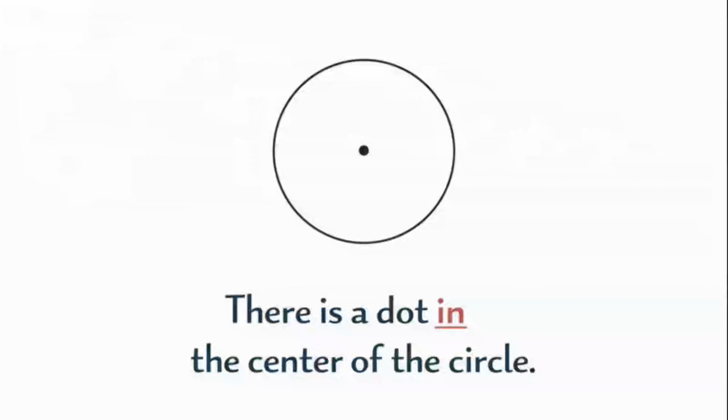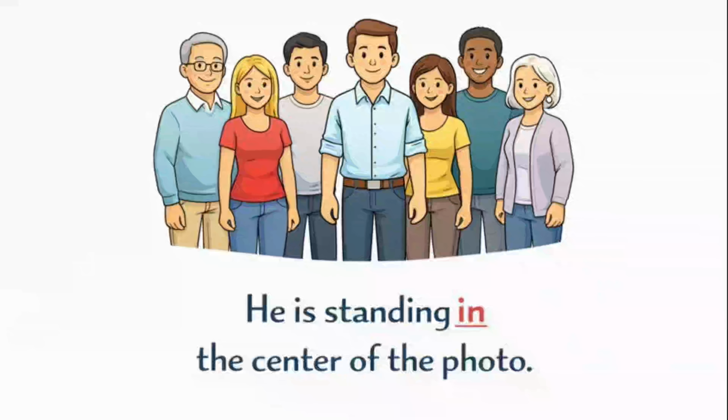Now look at a technical example. There is a dot in the center of the circle. This is a very precise use. Let's move to photography. He is standing in the center of the photo. This shows importance or focus.